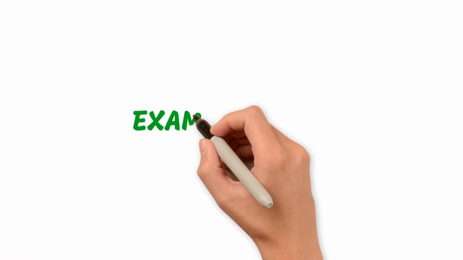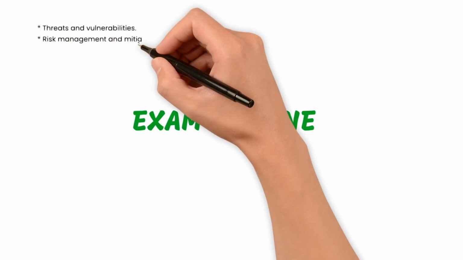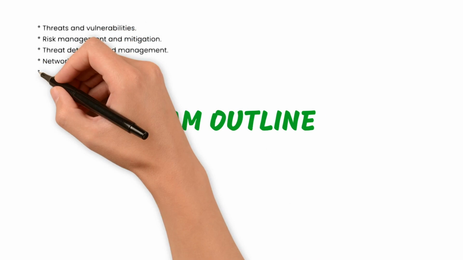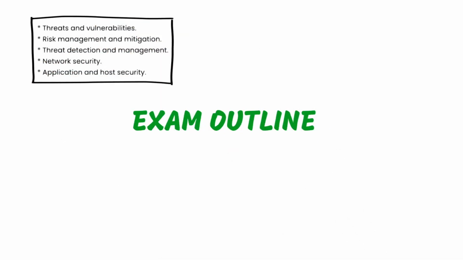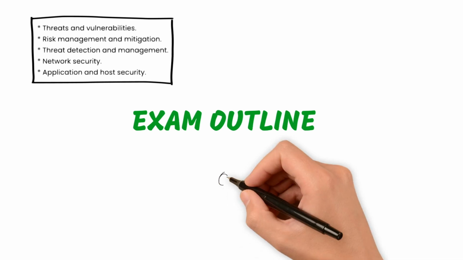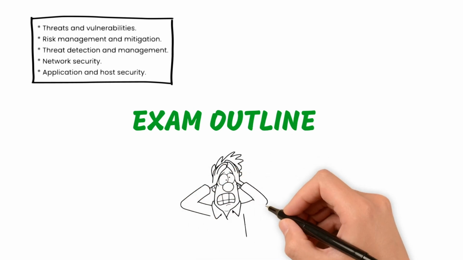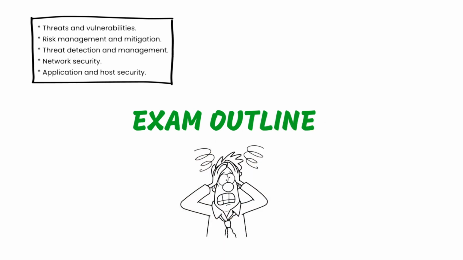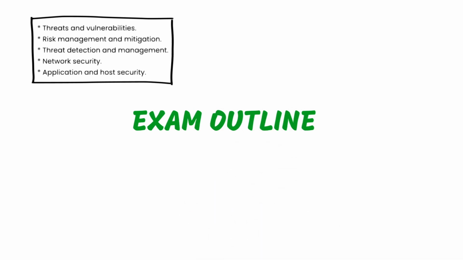Right, so let's first look at the exam outline and why this is important. Well, there are 5 different domains involved with the Security Plus exam. We have threats and vulnerabilities, risk management and mitigation, threat detection and management, network security, and finally application and host security. And it's crucial to know these for several reasons, because if this is the first time that you're seeing these domains and you're planning on sitting this exam, then you're probably making that face right now. But let's discuss why it's important to understand the outline.